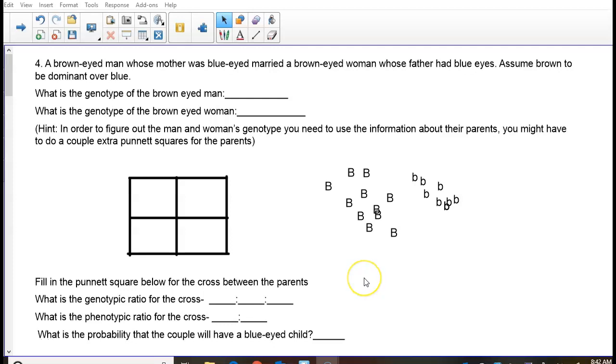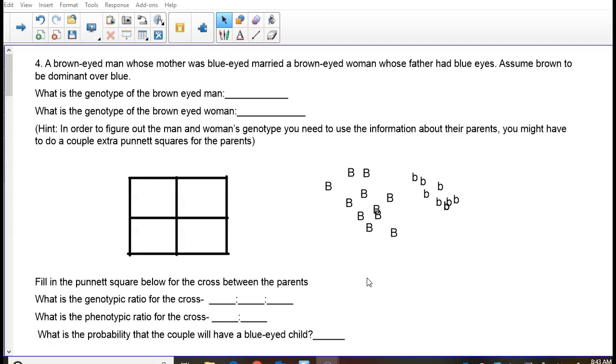Okay, so this is from that monohybrid cross worksheet you guys had for homework the other day. I put up the answer key, but this problem, the last one, number 4, gave people a lot of trouble. I would say more than half of the people got this one wrong.